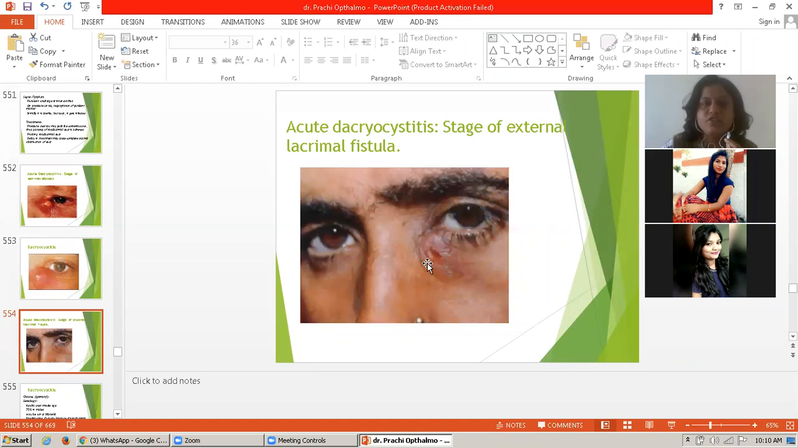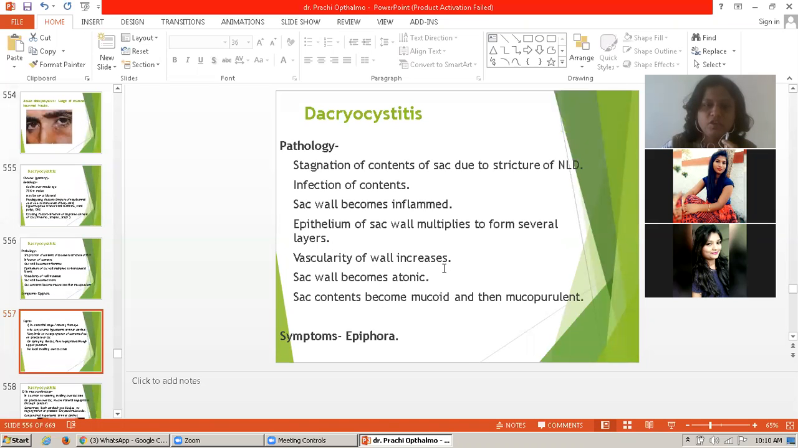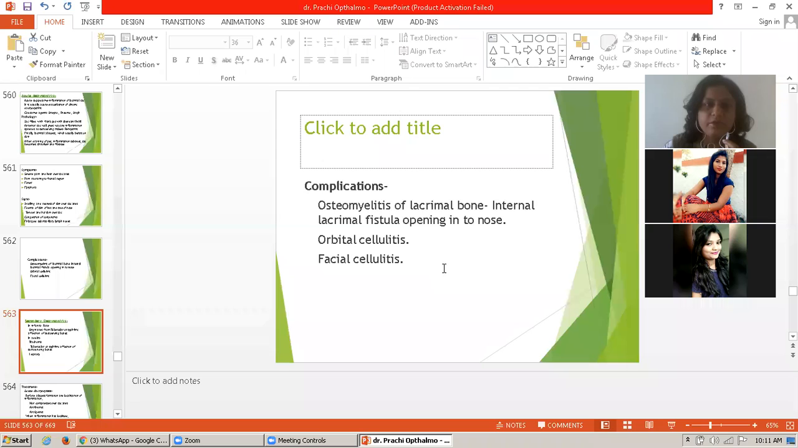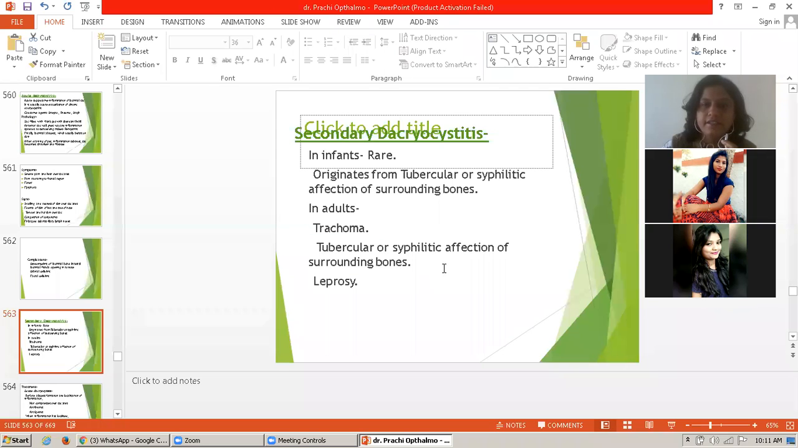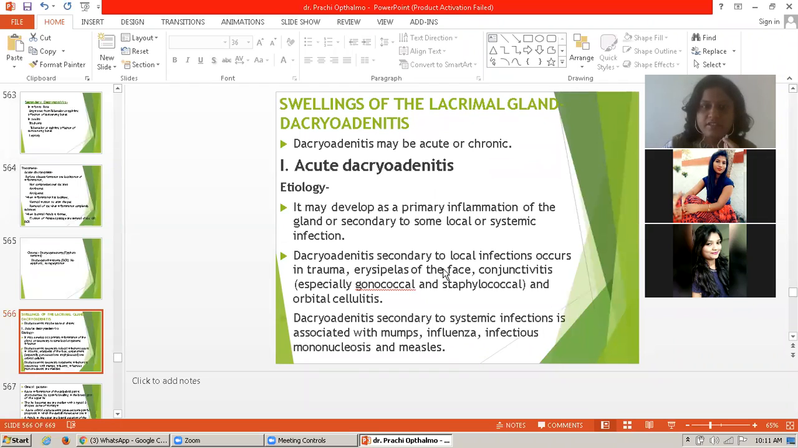Then this is the stage of the external lacrimal fistula. In acute dacryocystitis, after there is swelling and the pus drains, there is a formation of the lacrimal fistula. Then its etiology, pathology, signs and symptoms. This is all about acute dacryocystitis. In this, there is a secondary dacryocystitis. We learned yesterday its treatment and chronic dacryocystitis.